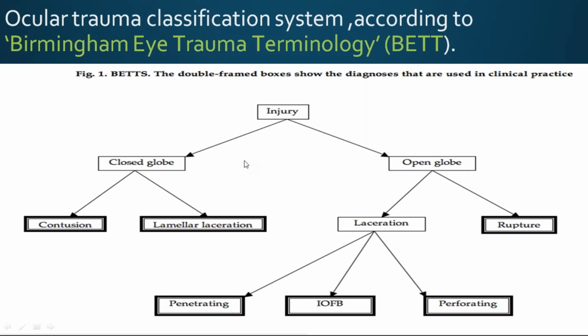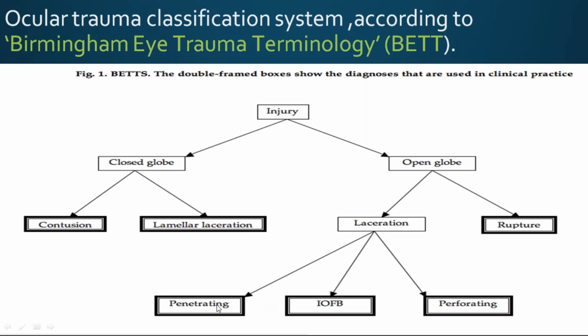Injury is divided into closed globe and open globe. Closed globe is again divided into contusion and lamellar laceration. What is the difference between lamellar laceration and laceration? Lamellar means partial, that is why it is called closed globe. Whereas laceration means complete splitting of all the layers, that is why it is open globe. That is the difference between lamellar laceration and laceration.